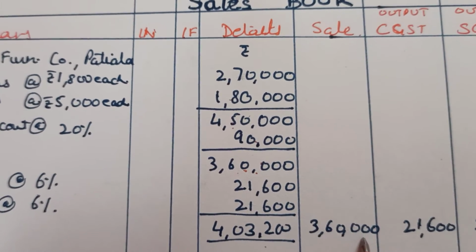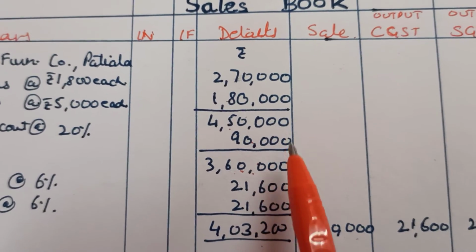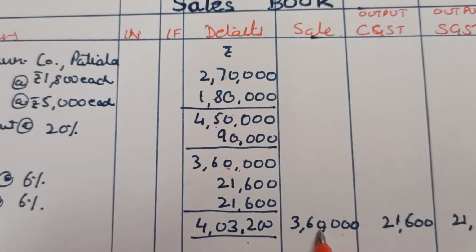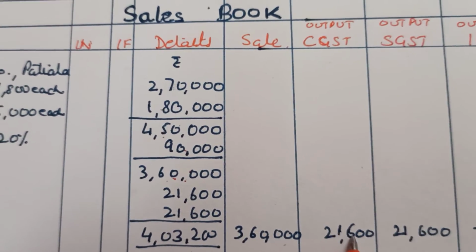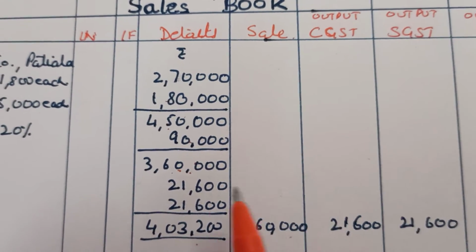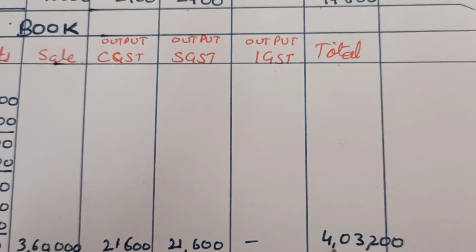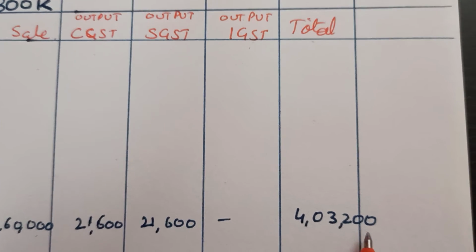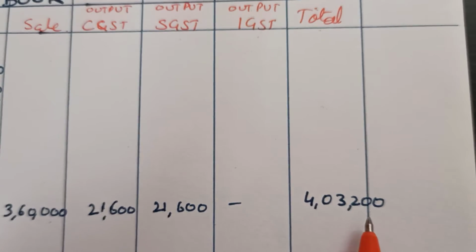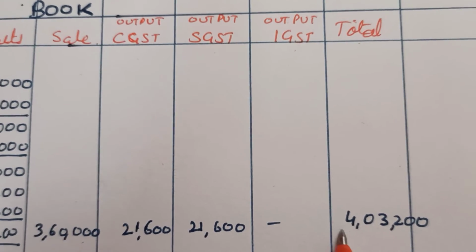Details, the sales are for rupees 3,60,000. The net sales are 3,60,000. 21,600 is the CGST, output CGST, and 21,600 is the output SGST, and the total amount comes to 4,03,200, and that is how we make the sales book. Are we clear with this?